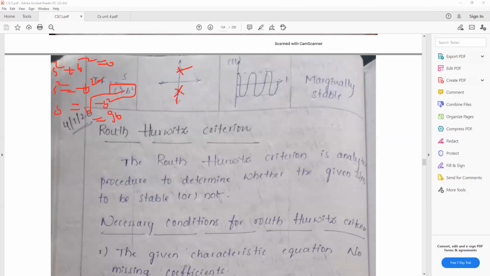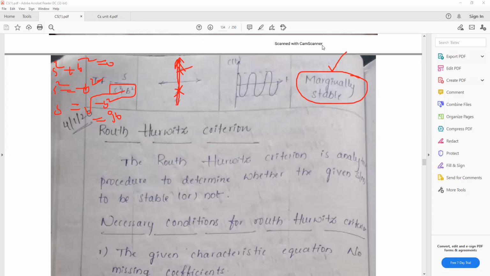So if there is only an imaginary axis, with no real value and only an imaginary value, which is called a marginally stable system. Clear? So if only the imaginary axis is there, it is a marginally stable system.